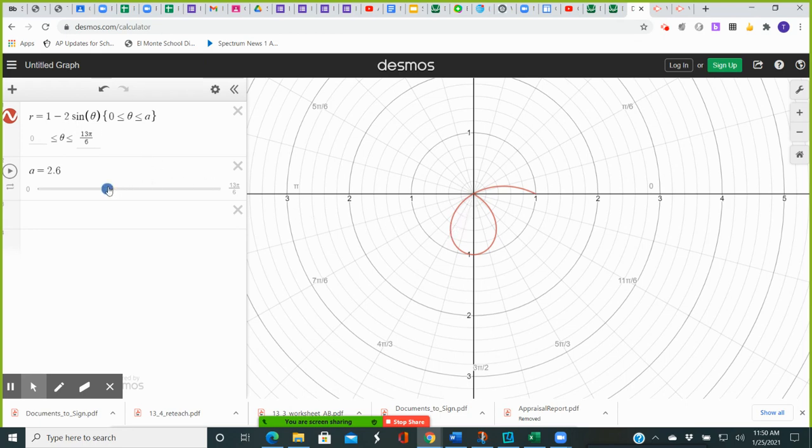And as theta goes from 5 pi over 6 to pi, you have r values that are once again positive. And when theta is equal to pi, sine of pi is 0. 2 times 0 is 0. 1 minus 0 is 1. And you get this point with polar coordinates r, theta, where r is 1 and theta is pi. And then you keep going.